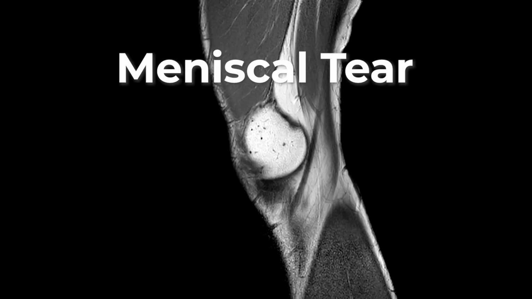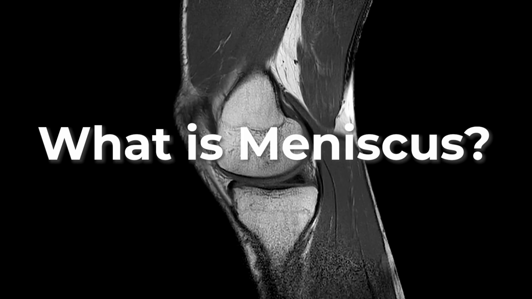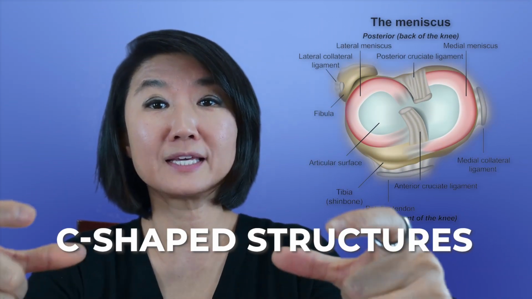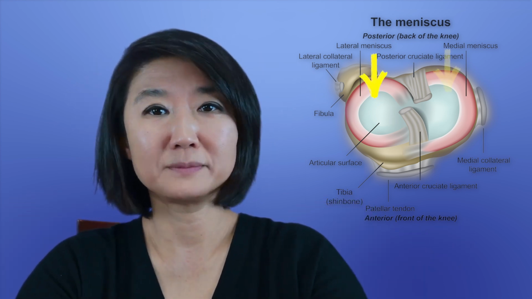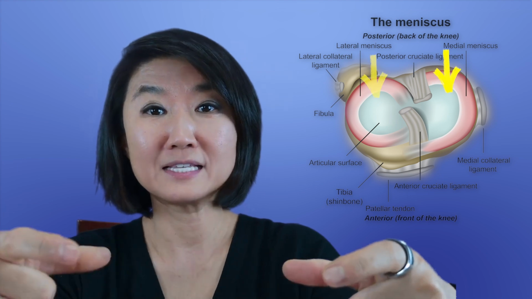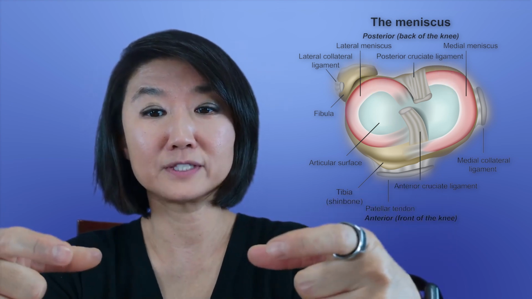Hi, today I wanted to talk to you about meniscal tear. What is meniscus? Meniscus are those C-shaped, horseshoe-like structures that sit in your knees. You actually have two of them in each knee. You have the one inside your knee and outside of your knee.